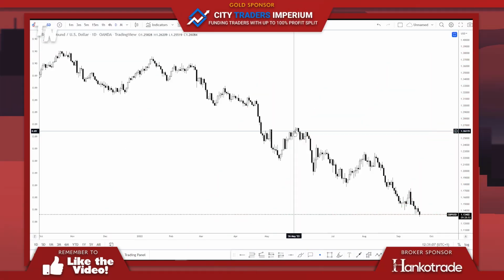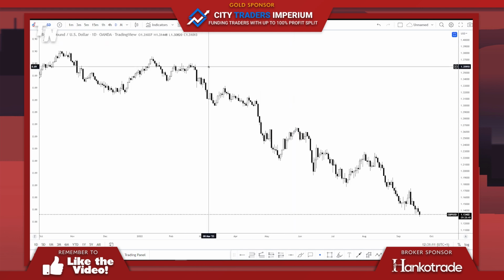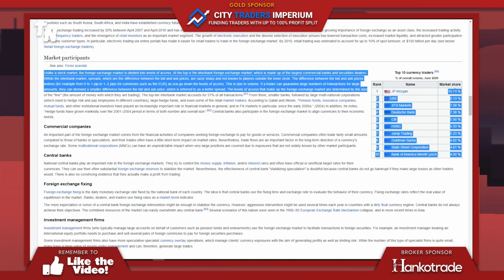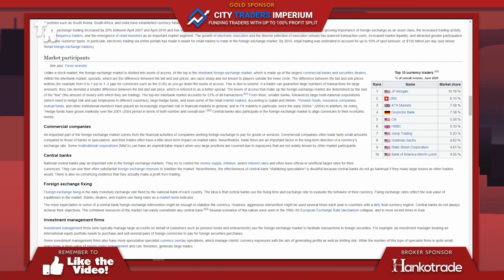So when it comes to Wyckoff, guys, what you have to understand is that the reason we trade Wyckoff is because of who we're actually trading against. When you look at these financial markets and the top 10 currency traders of the world, you have these bigger players, these bigger banks and institutions that control the majority of the market share. For example, JP Morgan controls over 10.78% of the market share.